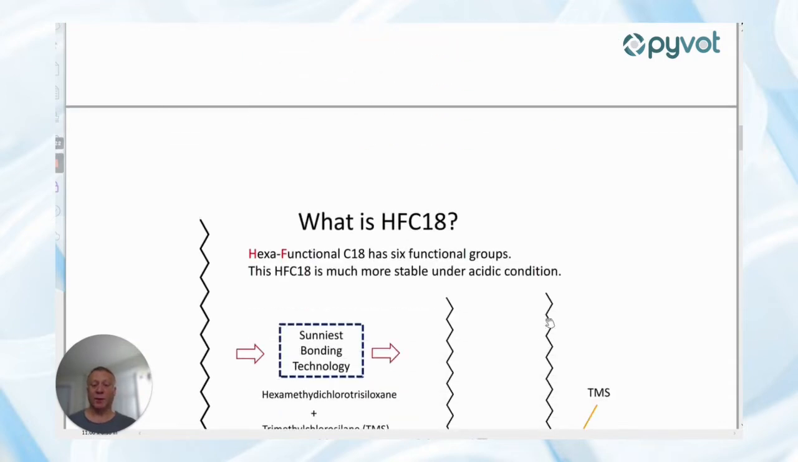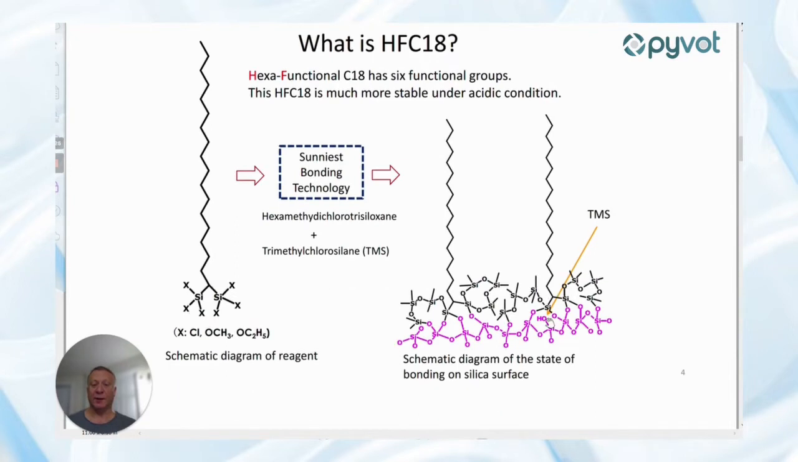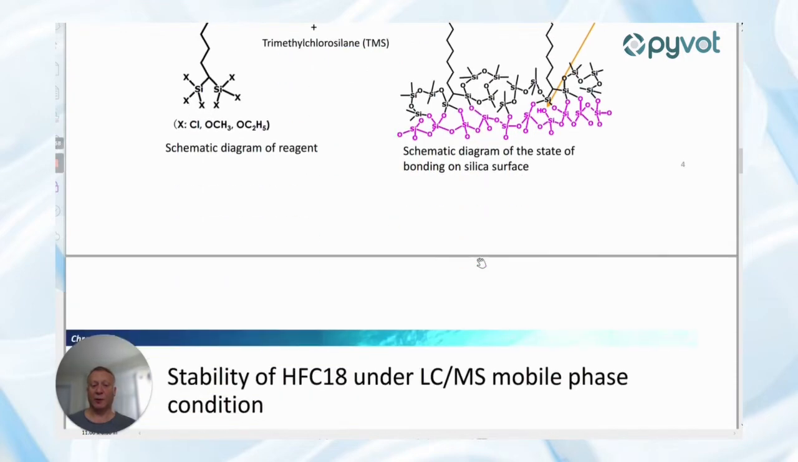Now, what is HFC-18? This is a Hexa-Functional C18, and it has 6 functional groups. This is a unique technology to Chromanik that complements the sunniest bonding technology, or the trifunctional bonding technology. So this 6 functional group phase is much more stable under acidic conditions. So let's highlight this a little more.